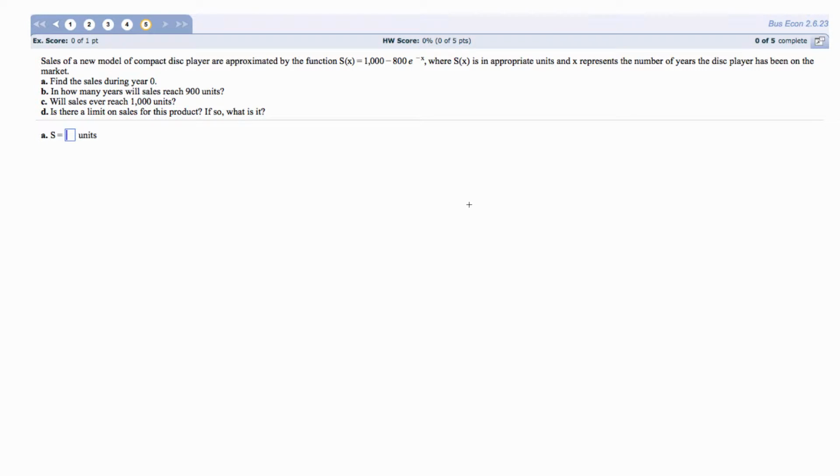Hello. All right, let's take a look at this question here. It says sales of a new model of compact disc player are approximated by this function, where S of x is in the appropriate units, and x represents the number of years the disc player has been on the market. First, find the sales during year 0.